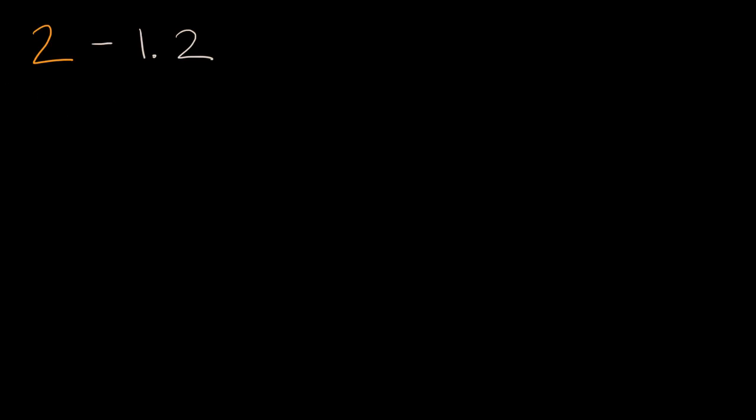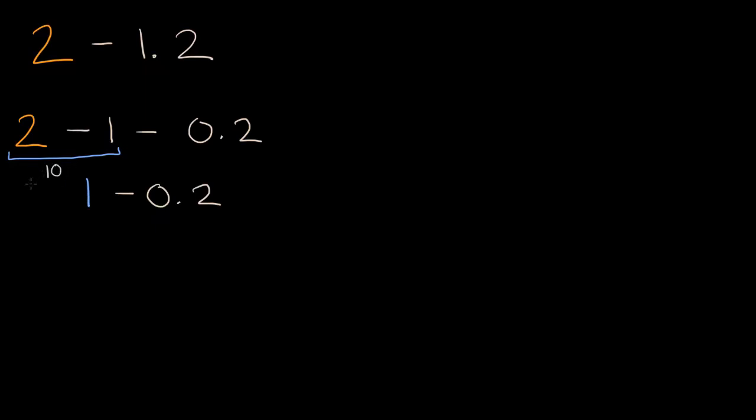One way is you could say, look, this is the same thing as 2 minus 1 minus 2/10. This is 2 minus 1 and 2/10. So we were subtracting 1 and we're subtracting 2/10. Now 2 minus 1 is pretty straightforward to compute. 2 minus 1 is going to be 1, and then we need to subtract 2/10 from that. So 1 is the same thing as 10/10.